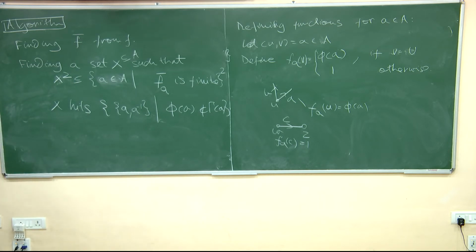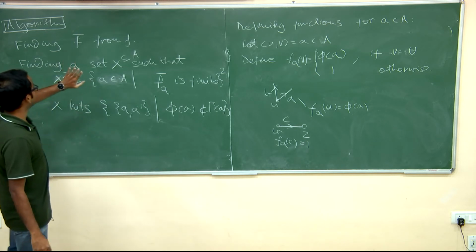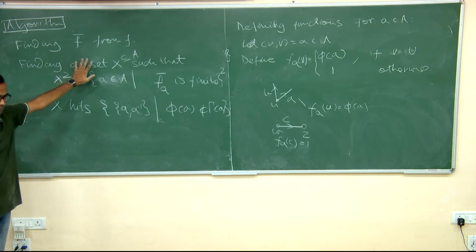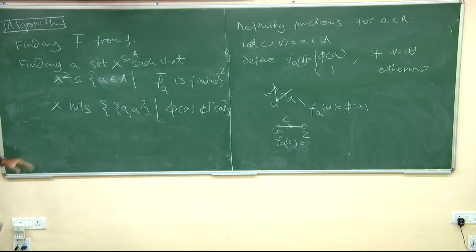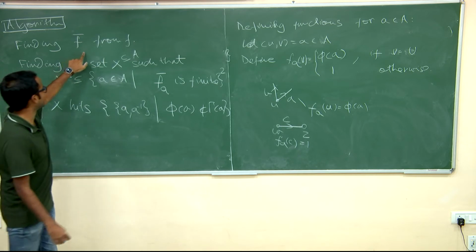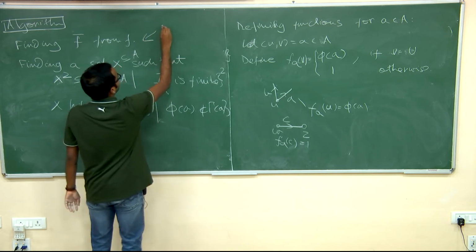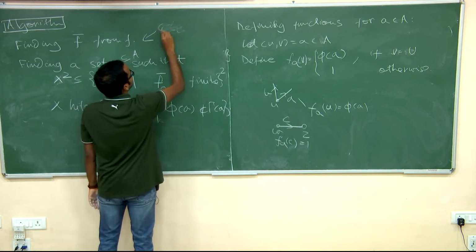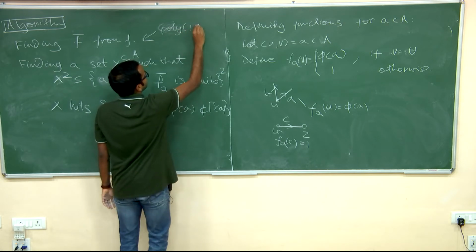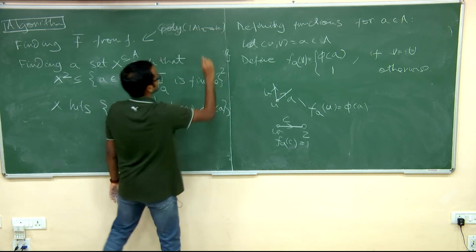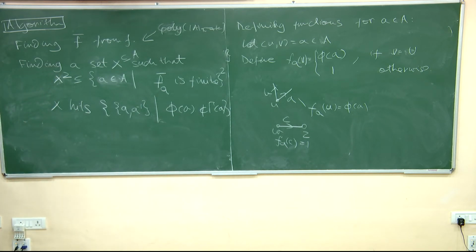So these are the two parts of the algorithm. This is the complicated part. We don't have time for it today, but this is where the poly in A plus sigma plus k time comes from, and this is something easy.